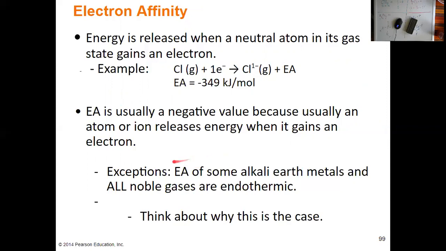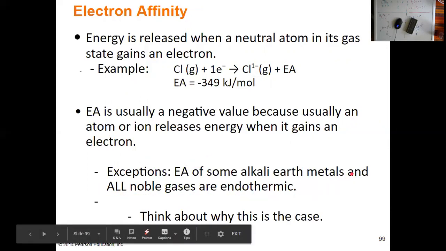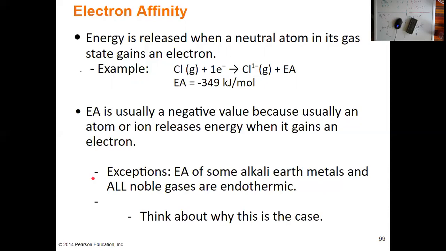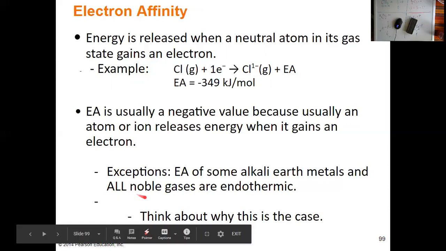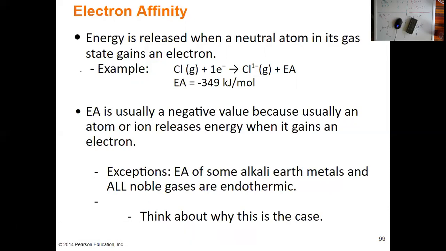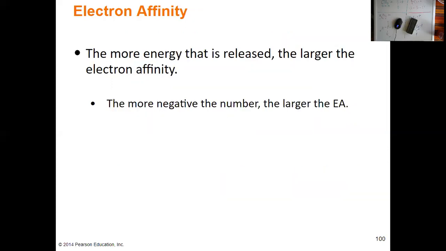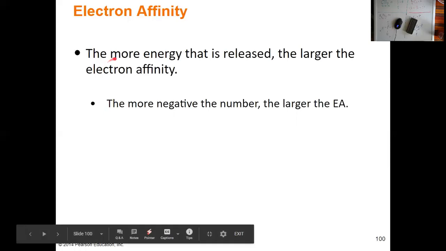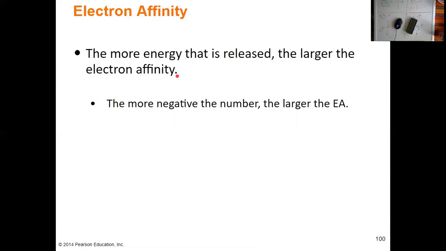The only real exception here is that some of our alkali earth metals and all of our noble gases, for them to pick up an electron, it would be an endothermic process, because it's not energetically favorable to force an electron onto a noble gas that already has a stable and full electron configuration. Okay. Now, the more energy that is released when you pick up an electron, the larger the electron affinity value is. Okay, so you'd imagine something like a halogen would have a very large electron affinity.